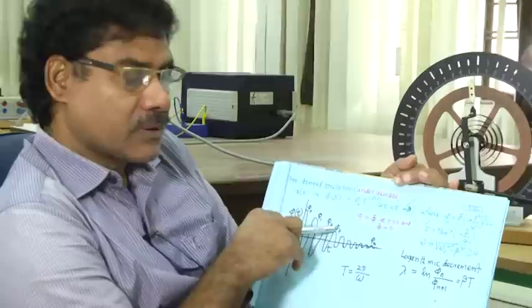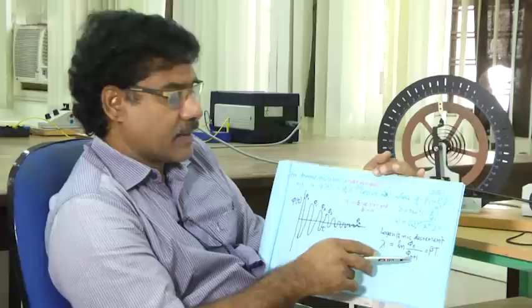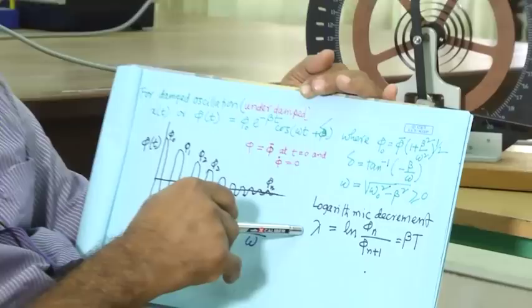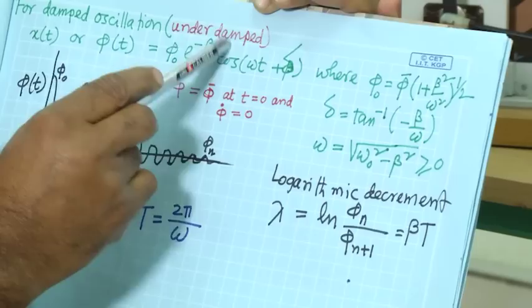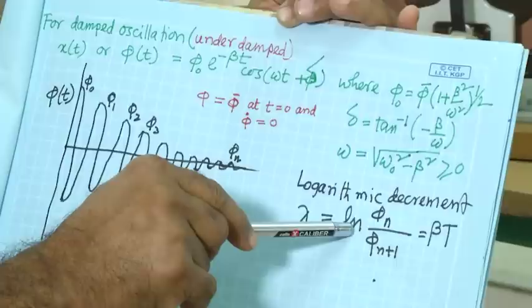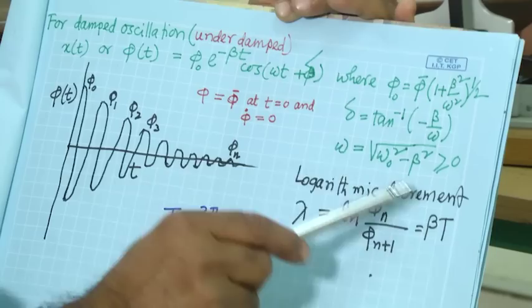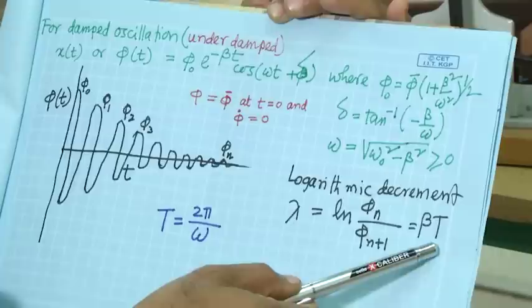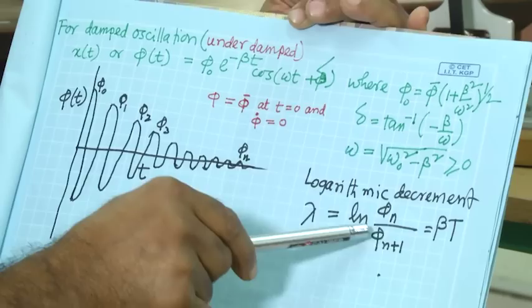So, you can take any two successive amplitudes. The logarithm of this ratio is basically lambda, and this lambda equals beta T. You can find that from here itself, because this is phi n, and e to the power is there, so that will come as a log and it will be beta T. If you can find out omega, then you will get the time period T, or if you find out T, then you will find out omega. So, from this amplitude variation you can get the lambda value.